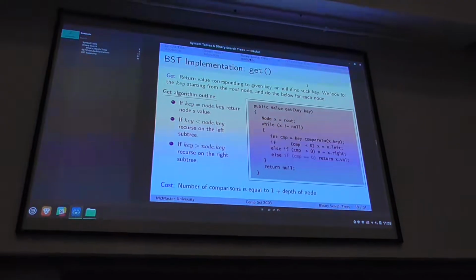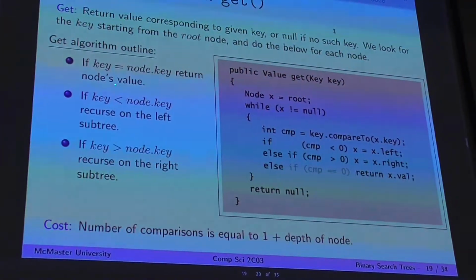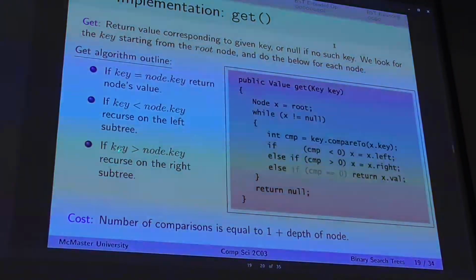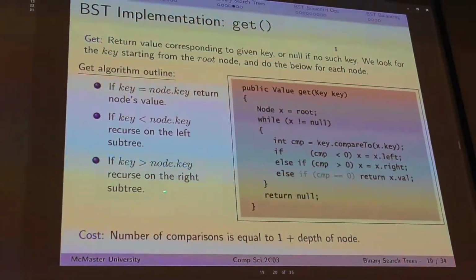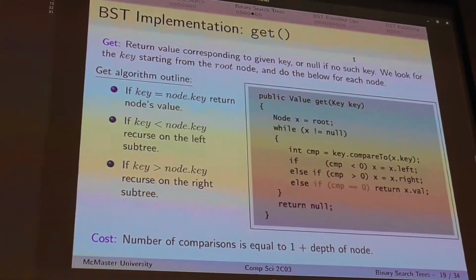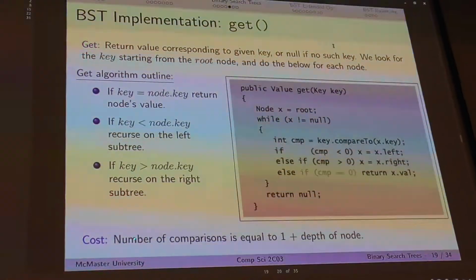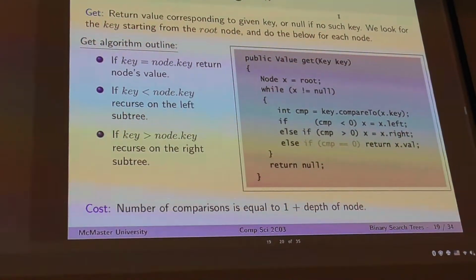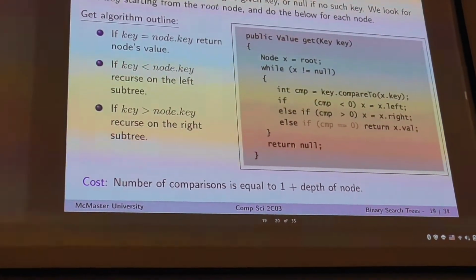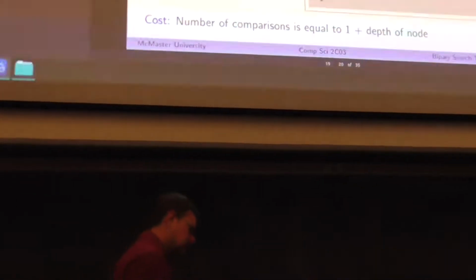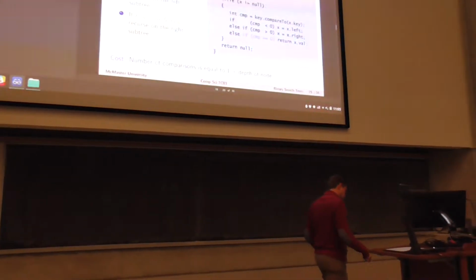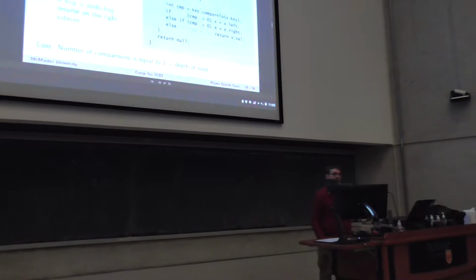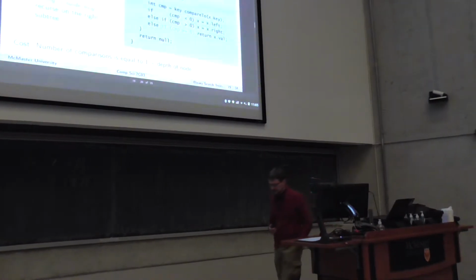Algorithm outline: if key is equal to node.key, return the node's value. If key is less than node.key, recurse on the left subtree. If key is greater than node.key, recurse on the right subtree. Or I guess you could say iterate on the left and right subtree. Cost: number of comparisons is equal to 1 plus the depth of the node. So, wherever this node is hiding inside of our data structure, the depth of that node plus 1 is the runtime of this algorithm.